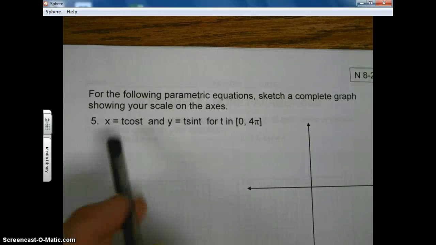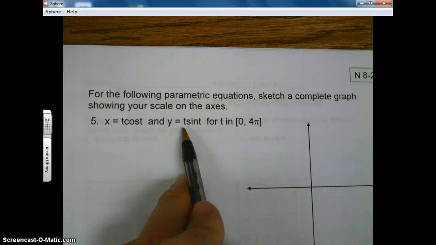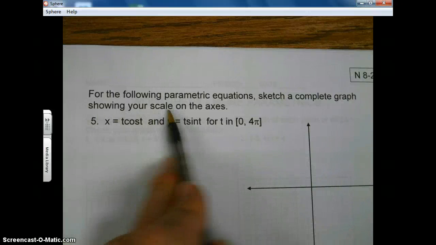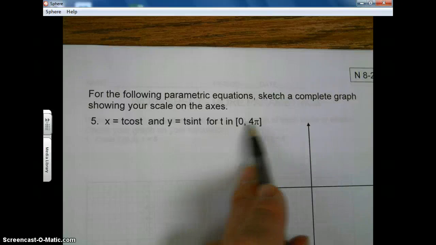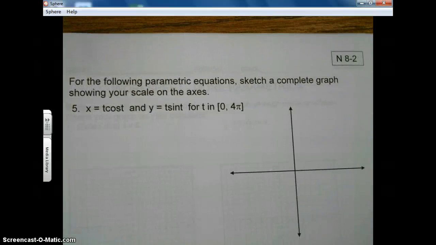Okay, next example. For the next parametric equations, we want to sketch a complete graph. Show your scale on the axis. So we're going from 0 to 4 pi. So go ahead and stop the video and see if you can do this on your own.